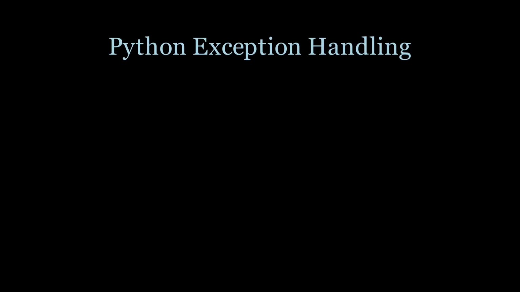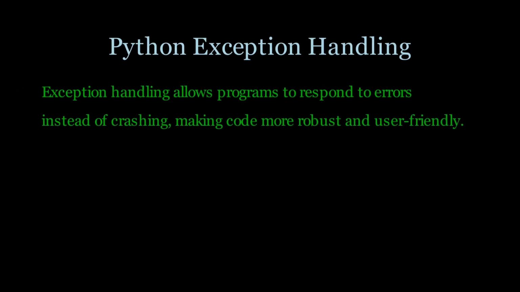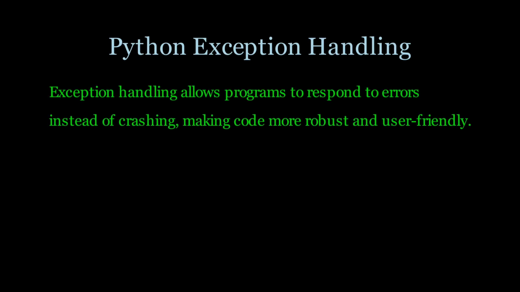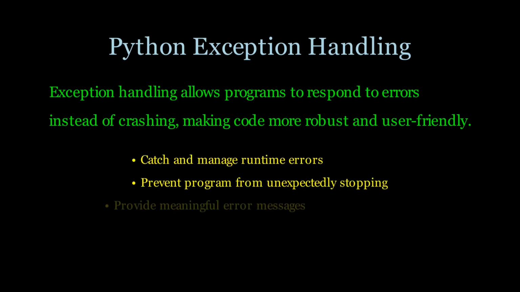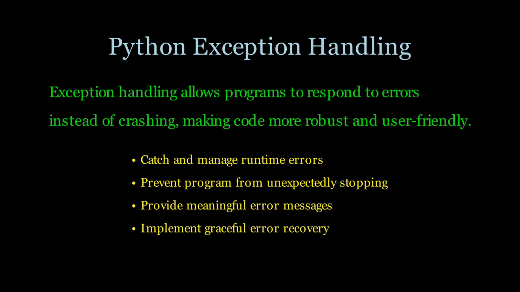Here we will analyze how Python manages errors gracefully in code. When something goes wrong, exception handling lets your code continue running, making applications more robust and user-friendly. It can catch and manage runtime errors that would otherwise terminate the program. This prevents the program from unexpectedly stopping, creating a smoother experience for users.